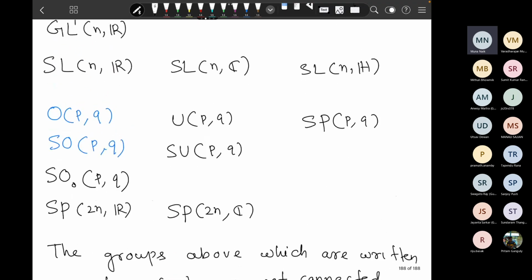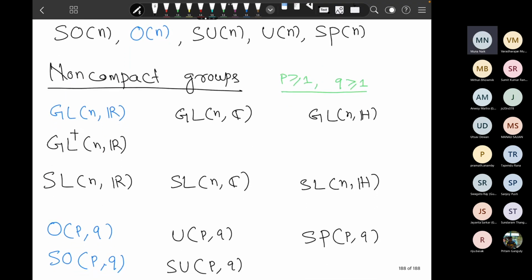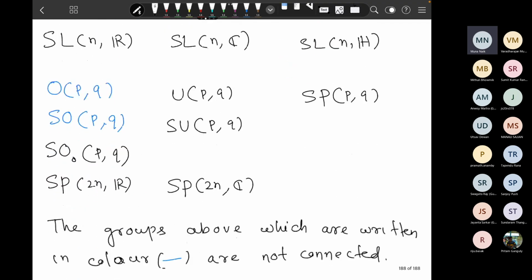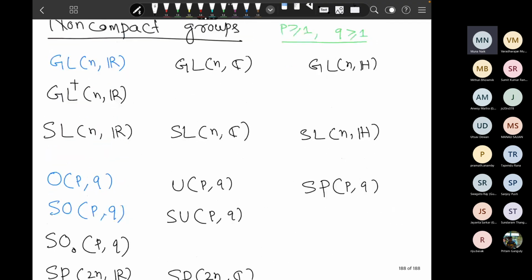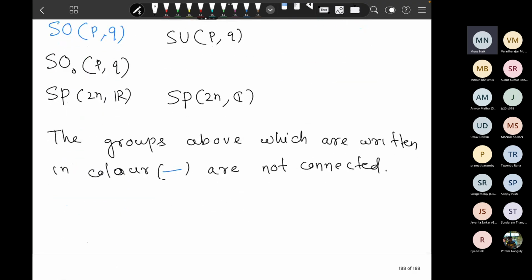Okay, and these groups O(N), GL(N,R), O(P,Q), SO(P,Q), which are written in blue, are not connected. You know that the definition of the fundamental group involves path connected spaces and connected spaces. For that reason, we will only calculate the fundamental group for connected groups, both compact and non-compact.